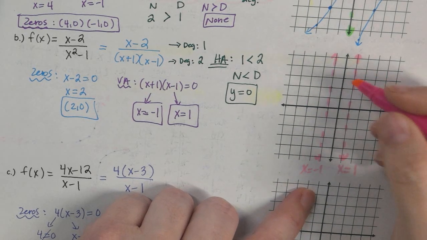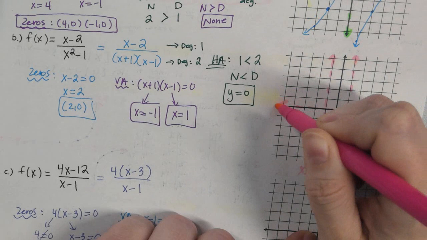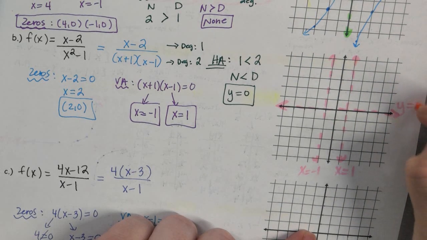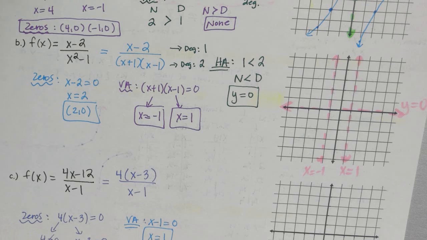Okay. Okay, and then y equals 0. Okay, so y equals 0. Look at this. 1, 2, 3 asymptotes. So guess what? We're going to have more than 2 branches for this one.